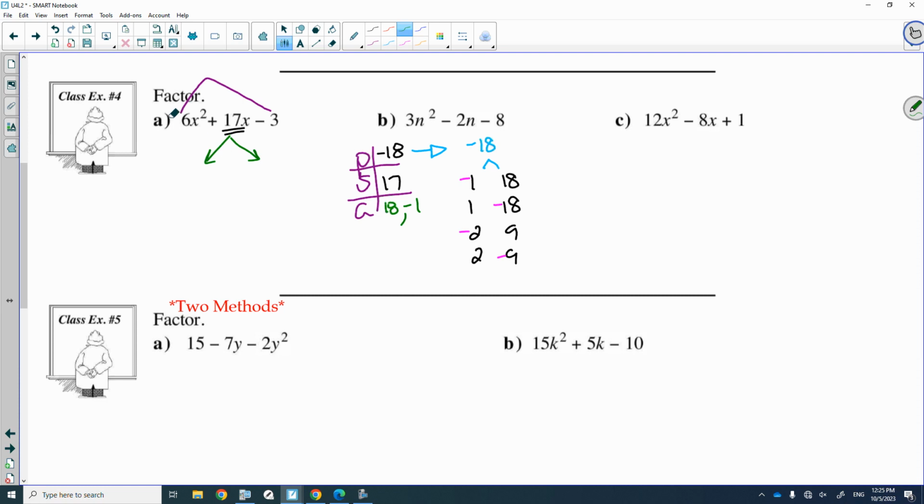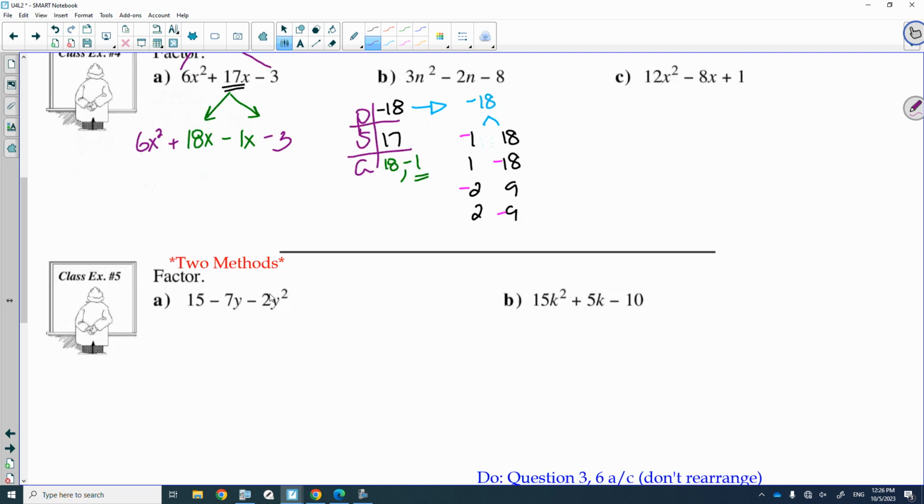What do you guys want me to write next to the 6? Do you want the 18 or the 1? Let's put the 18, yeah. So let's do, how do you get 17x's? So always say that. 18x minus 1x. That will give you 17x's. Bring down the minus 3, bring down the 6x squared. Okay, from here, split that in half and group factor.